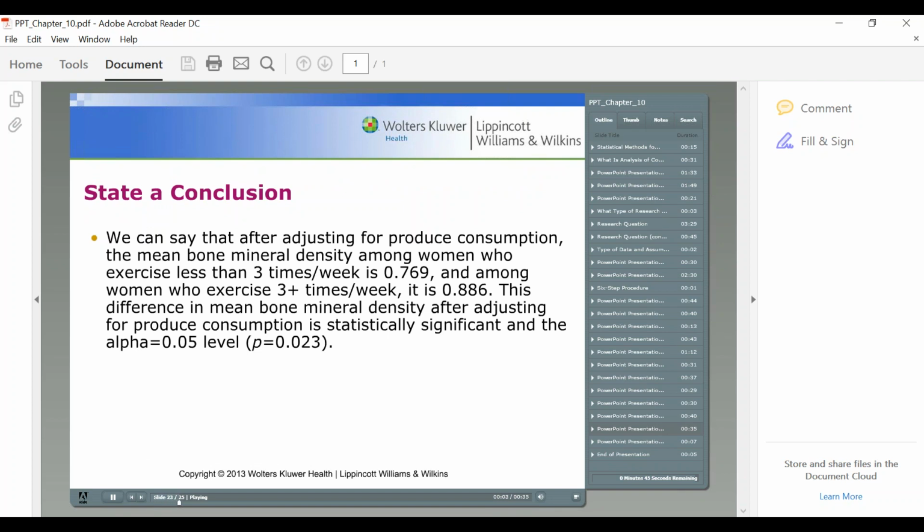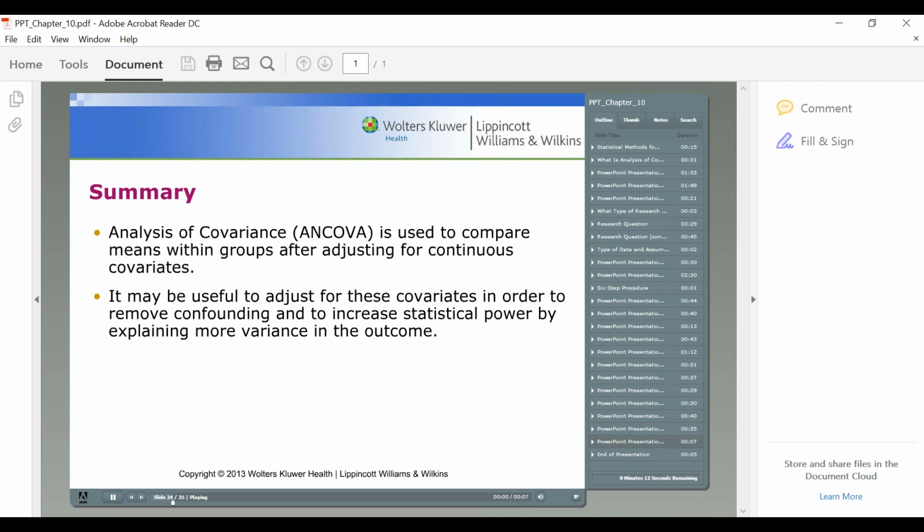So we can say after adjusting for the produce consumption, so we adjusted and made it all even, and so there won't be any differences. The mean bone mineral density among women who exercise less than 3 times a week is 0.76, okay, and among women who do exercise more than 3 times is 0.88. Okay, so this difference in the mean bone mineral density after adjusting is statistically significant, and so in other words, the results did not happen by chance. Okay.